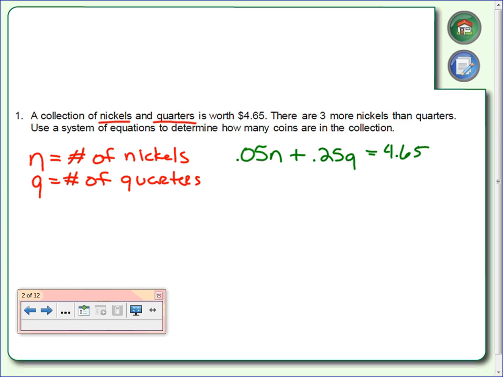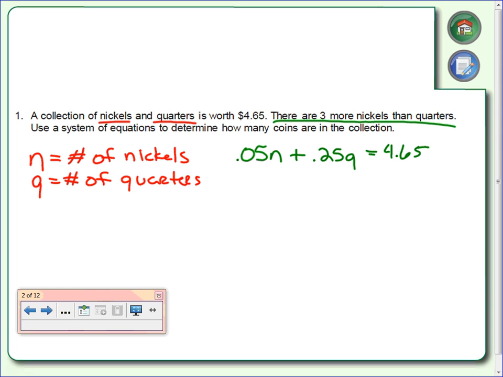Now the next part's a little bit tricky. The second equation is going to come from this sentence right here. It says that there are 3 more nickels than there are quarters. Stop and think about what it says. There are 3 more nickels than there are quarters. So my question is, do we have more nickels or do we have more quarters? There's more nickels. So keep that in mind.